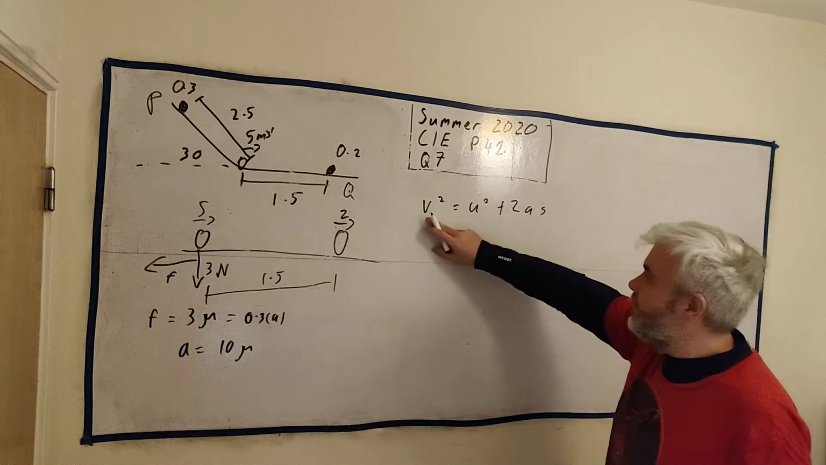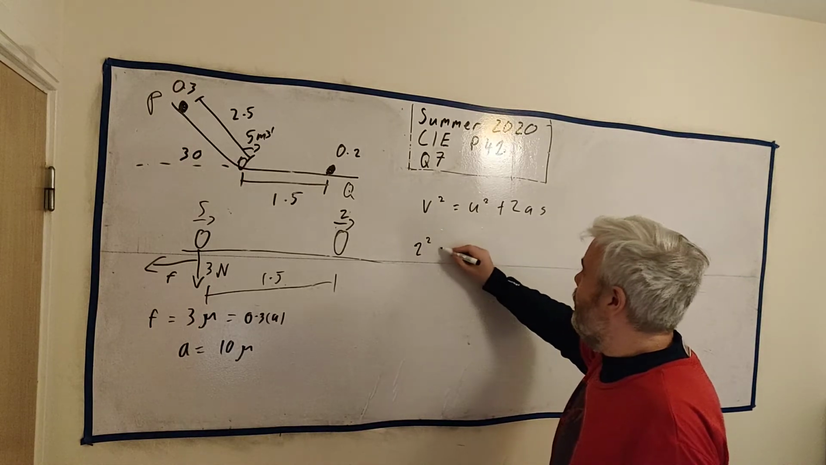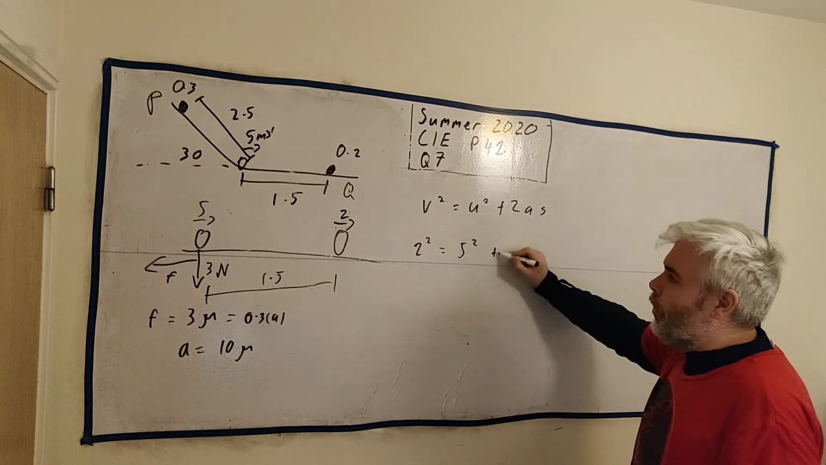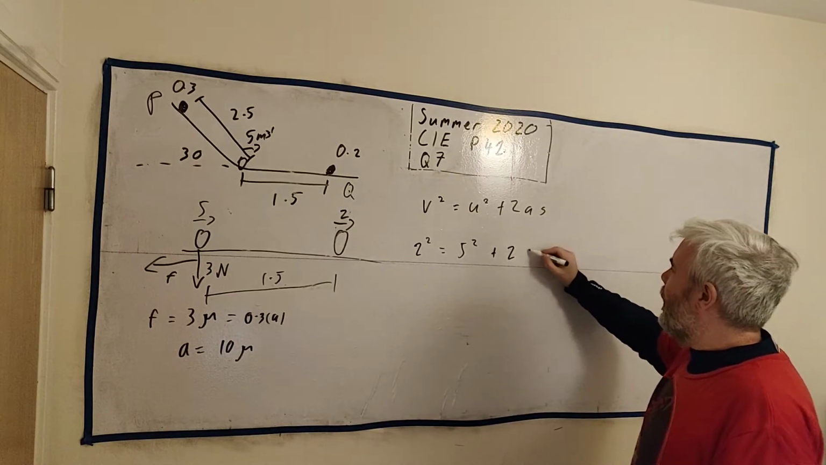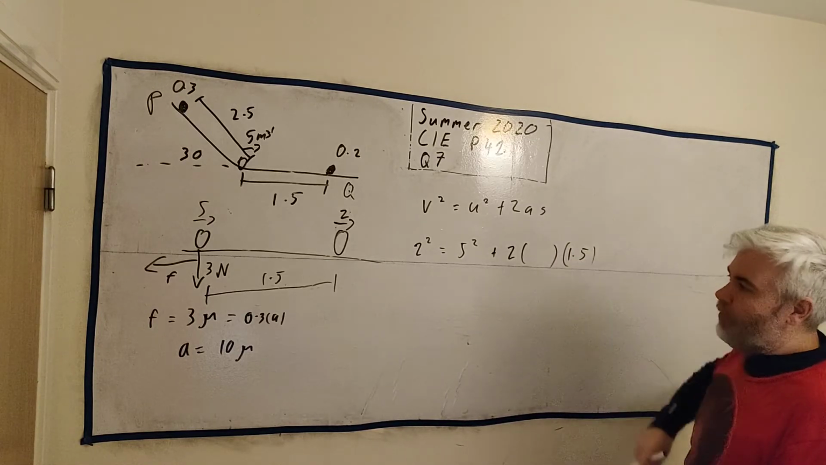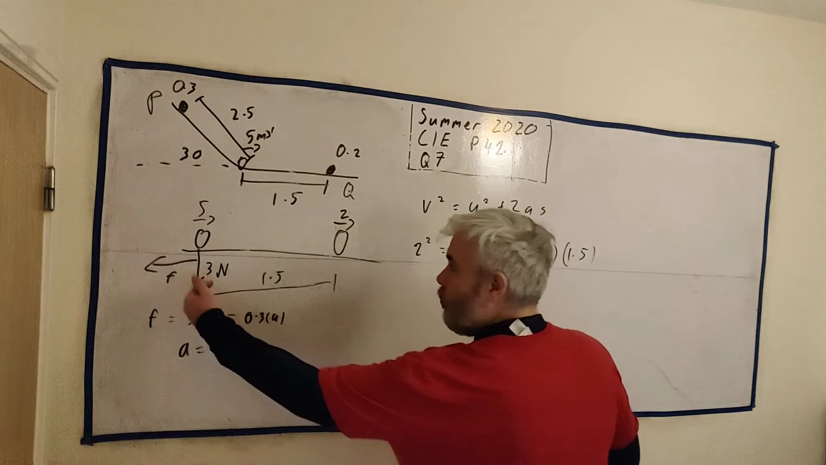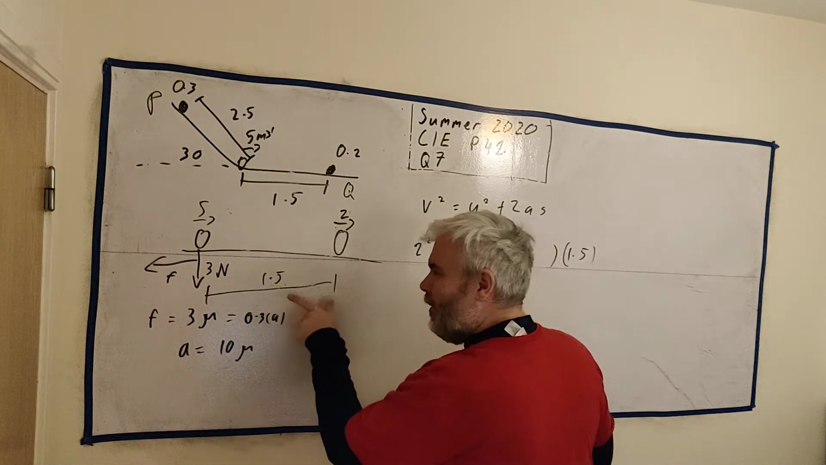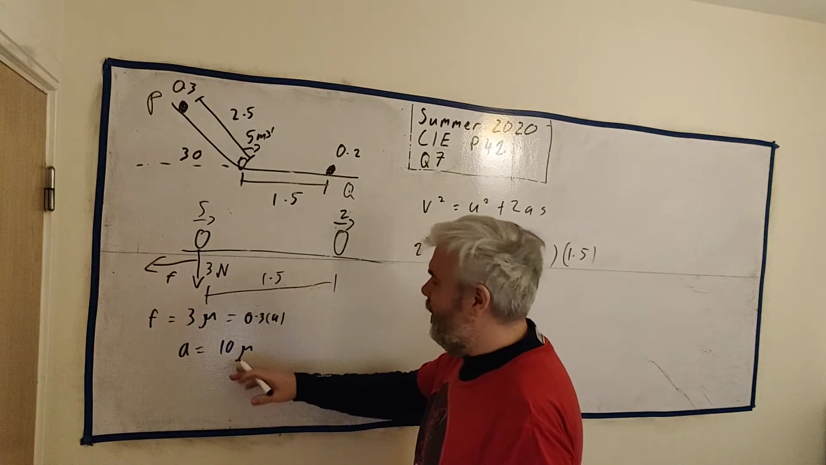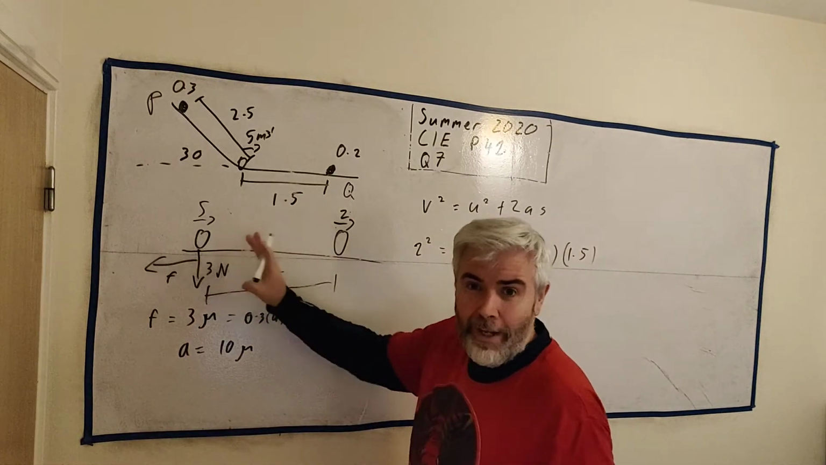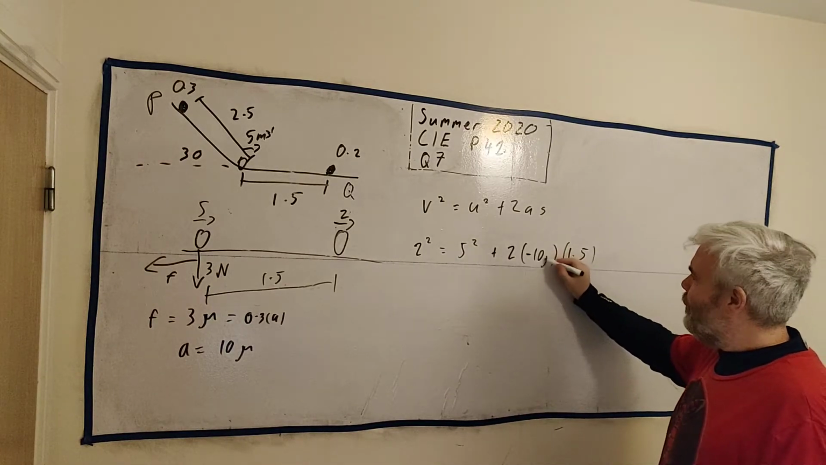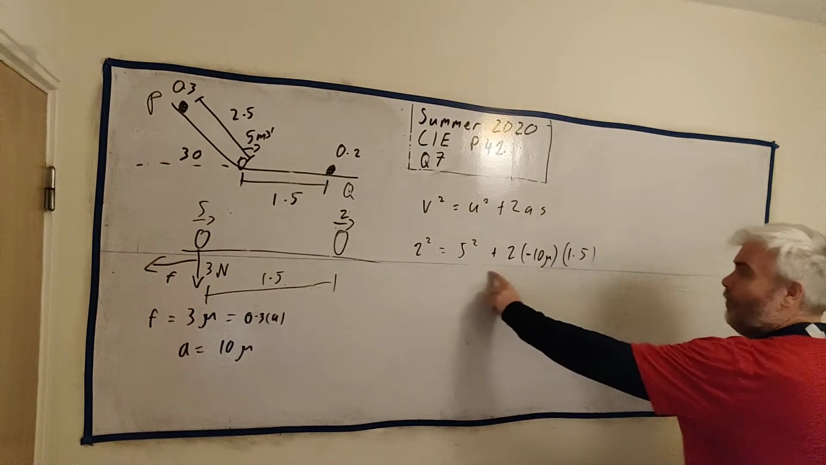If we go ahead and use this, the final speed of 2 squared is equal to the initial speed of 5 squared plus 2. Now a is a bit awkward. Let me leave a out for a moment there. The displacement of 1.5. We're traveling this way. Acceleration is stopping us. It's working against us. The resistant force is working against us. So the acceleration is a minus. Be careful of that. 10 mu. These are all just numbers except for mu.